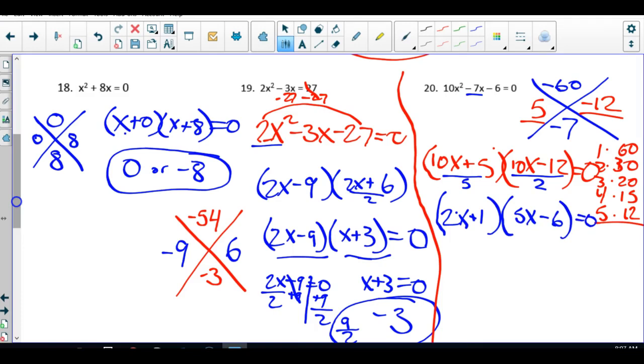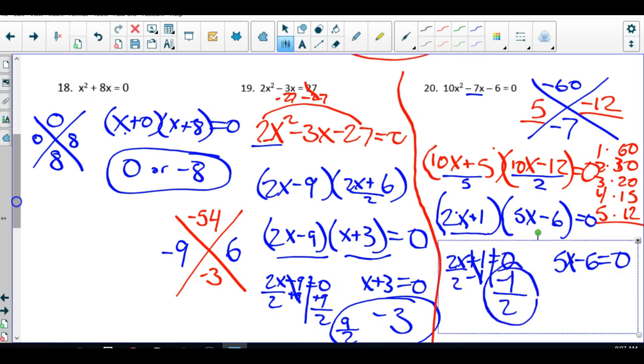Then we set each factor equal to 0 itself. So make two equations. 2x plus 1 is 0. 5x minus 6 is 0. If I solve this, minus 1, divide by 2, we get negative 1/2. Solve that, plus 6, and divide by 5, we get 6/5.